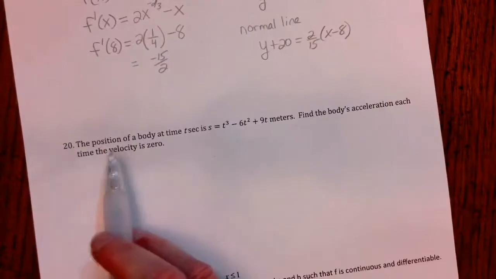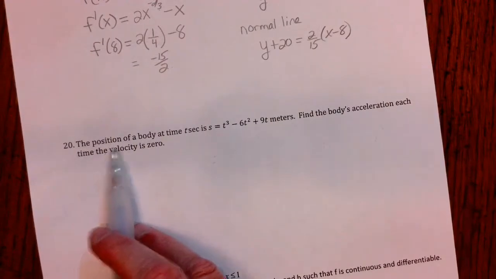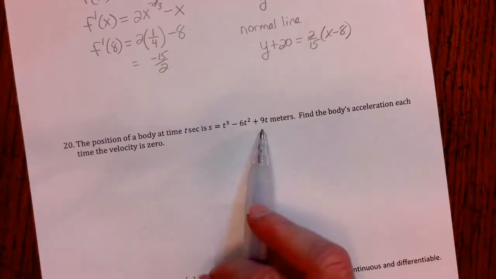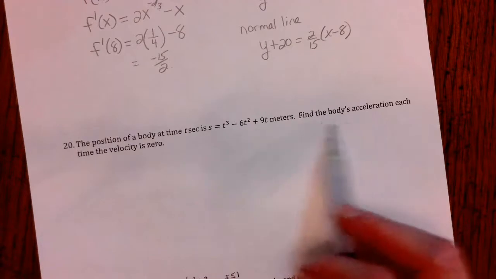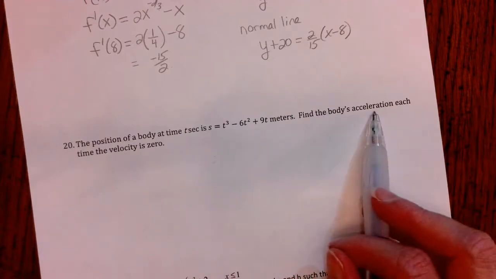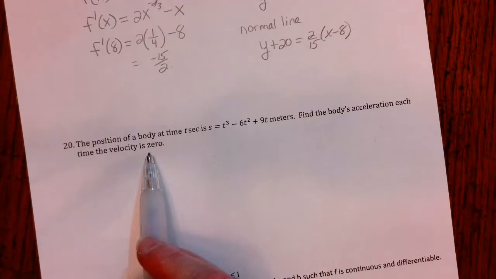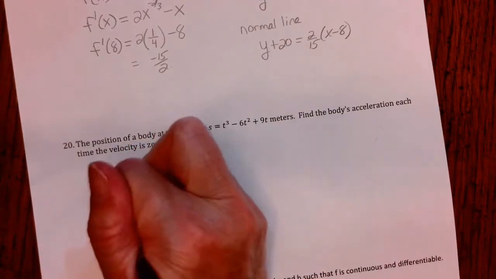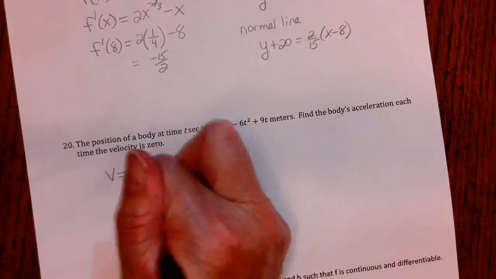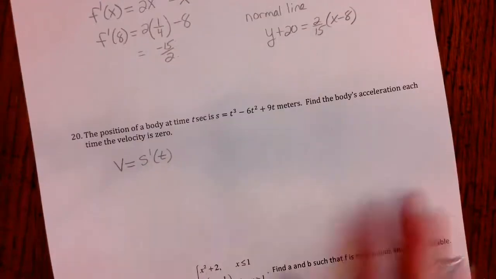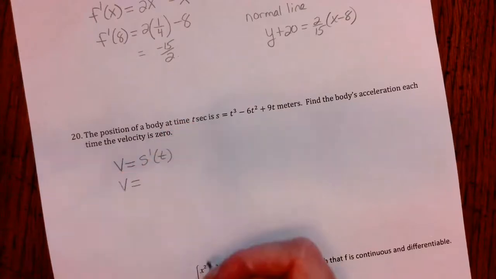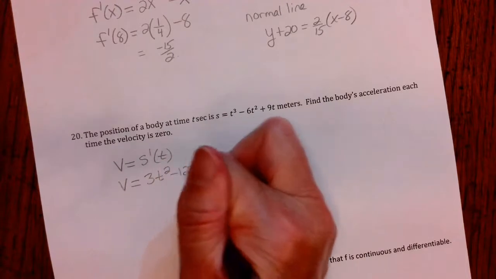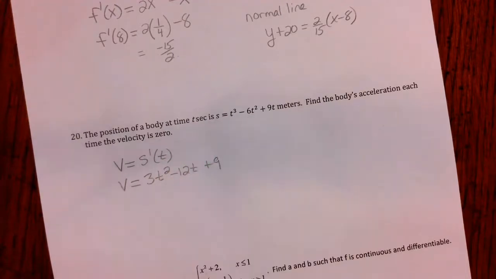A little physics review. The position of a body at time t seconds, we have a function here for position. It's a cubic function. Find the body's acceleration each time velocity is 0. Connection is velocity equals derivative of position. My velocity function is going to equal 3t squared minus 12t plus 9.